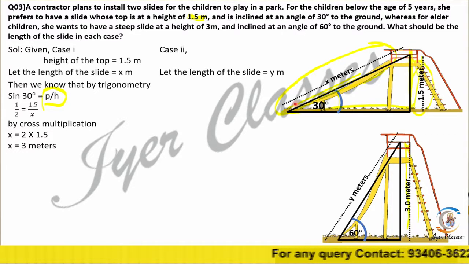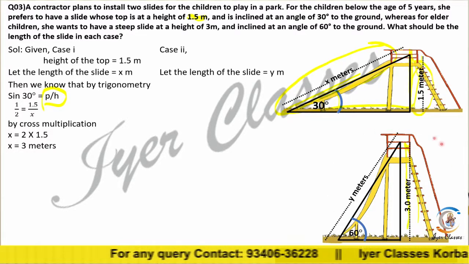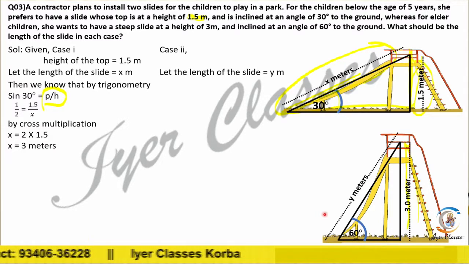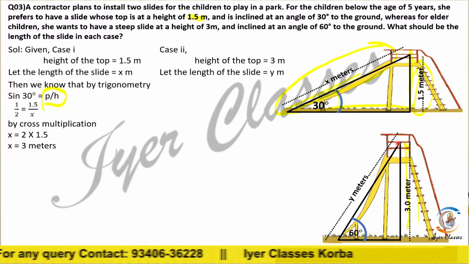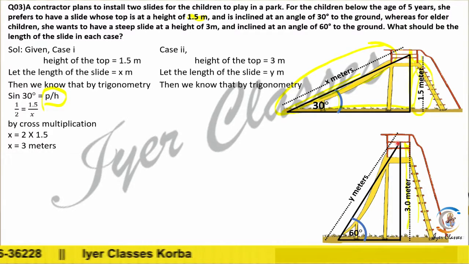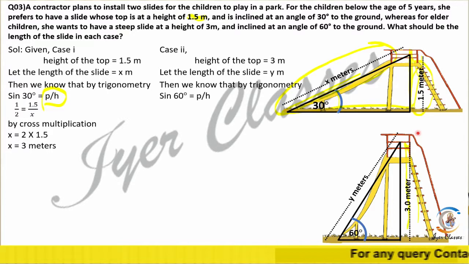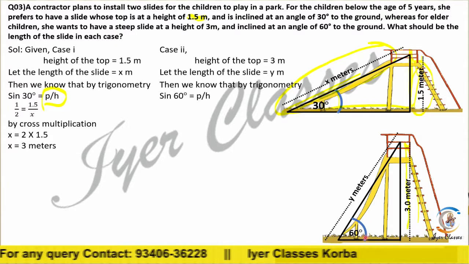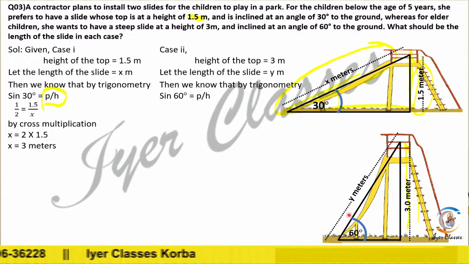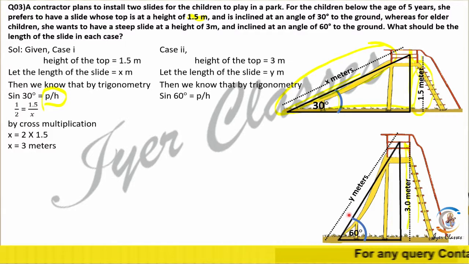Now, let us go to the bigger slide. This is the bigger slide. Do you know the length of the slide? That is what we are supposed to find. It is not known to us, so let us take it as y meters. Now, the height of the slide is already given and it is equal to 3 meters. So, we can apply trigonometry to this right angle also. You are given that the angle the slide makes with the ground is 60 degrees, right? Now apply trigonometry to it.